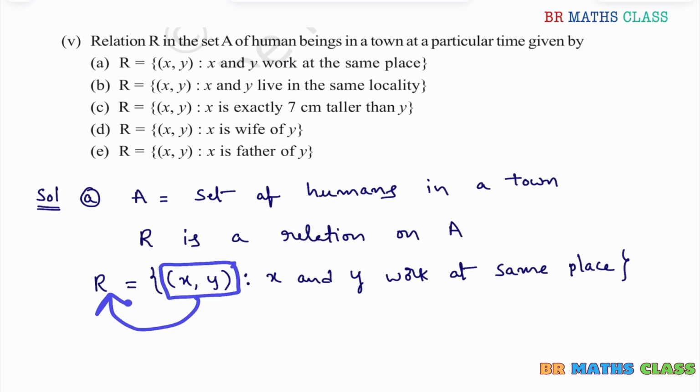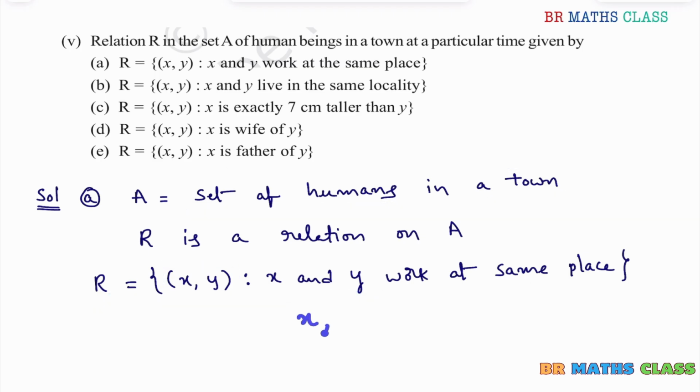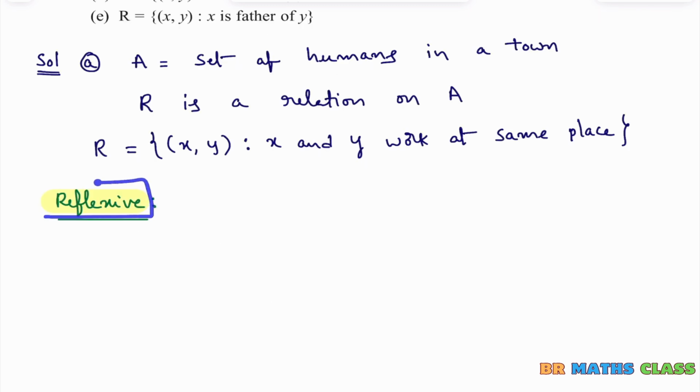First point, x, y must be humans in a town at a particular time. They must be humans and x and y work at the same place. For example, I take that x, y work at a different place. Suppose x and y work at different companies. In that case, this ordered pair x comma y does not belong to this relation. You need to understand which ordered pairs are there in this relation. To be part of this relation, they must work at the same place and both must be from set A. Now, we will check the reflexive condition.